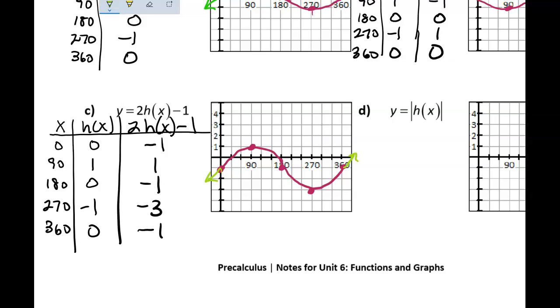One cycle, but I'll indicate that it goes beyond that. And you'll remember some things about this. Remember that discussion we had about the midline. The midline is right here at -1. That's our vertical shift. And the amplitude is 2. That's our vertical stretch.